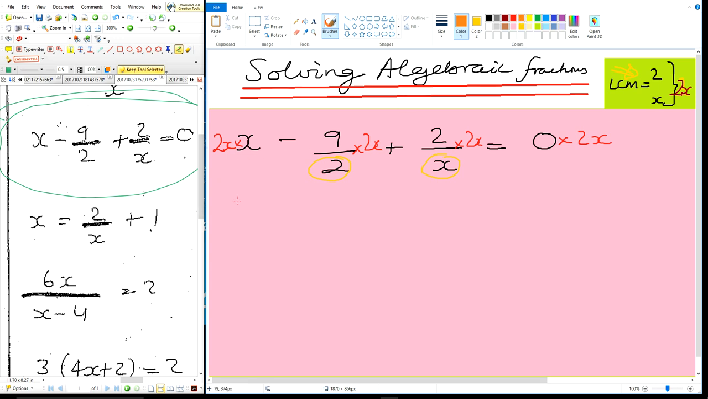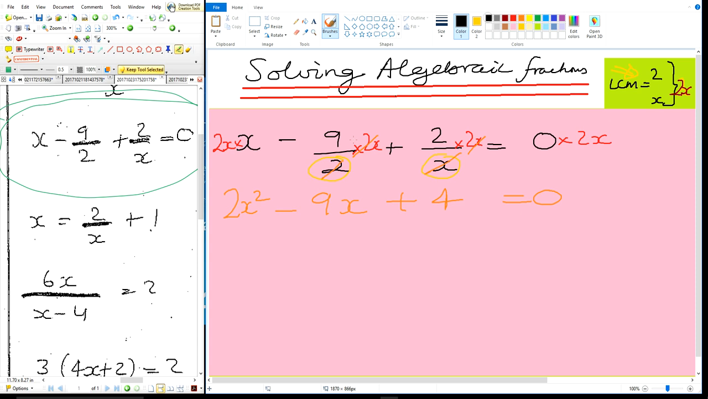So 2x times x will just give us 2x squared, no cancelling there. Then 9 times 2x divided by 2, the 2 will cancel off. The 2 from the bottom is gone, so we're left with minus 9x. Now we times by 2x and divide by x, and the x will cancel out this time, plus 4 equals 0.